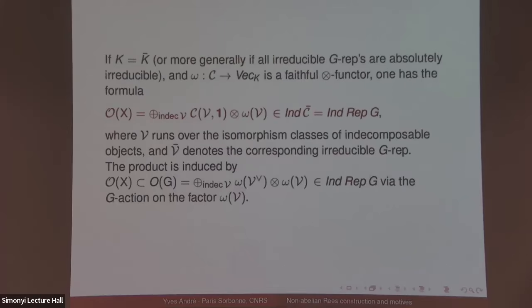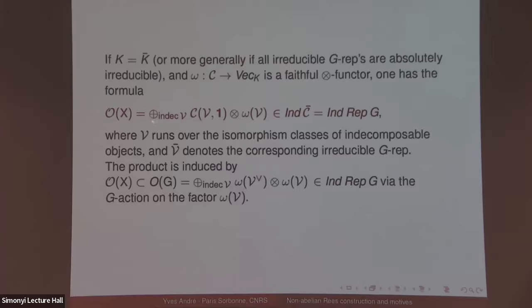Okay, now I give a formula for this. It seems very abstract, but this is very concrete. If K is algebraically closed, or more generally, if all irreducible representations of G are absolutely irreducible, then I fix a faithful tensor functor. Okay, then the formula is the following for the algebra of X.